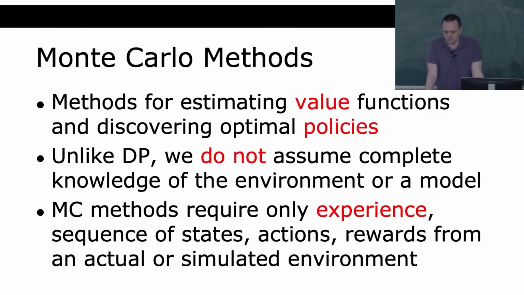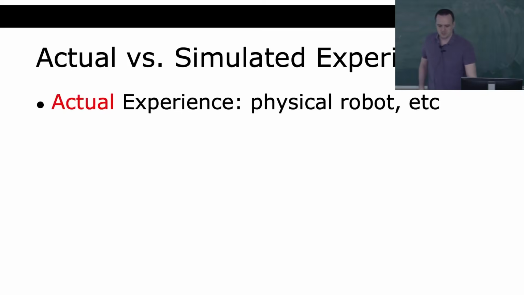So Monte Carlo methods require only experience, meaning a sequence of states, actions, and rewards from either an actual or a simulated environment. And what do I mean by that? An actual experience could be something like a physical robot in a room.